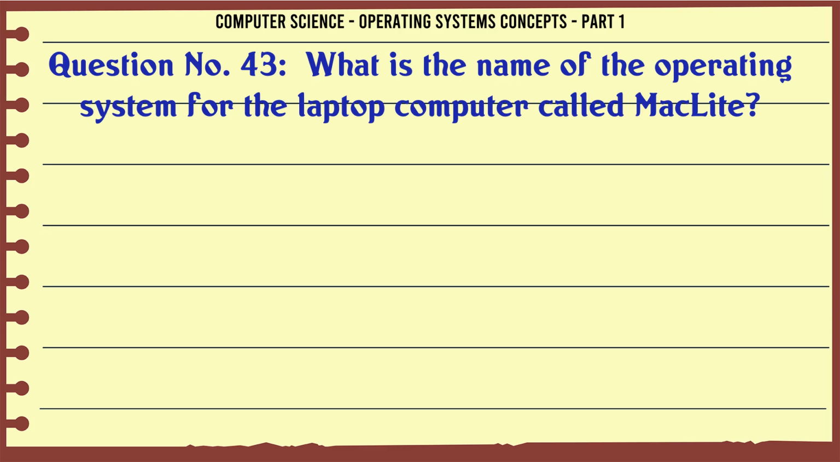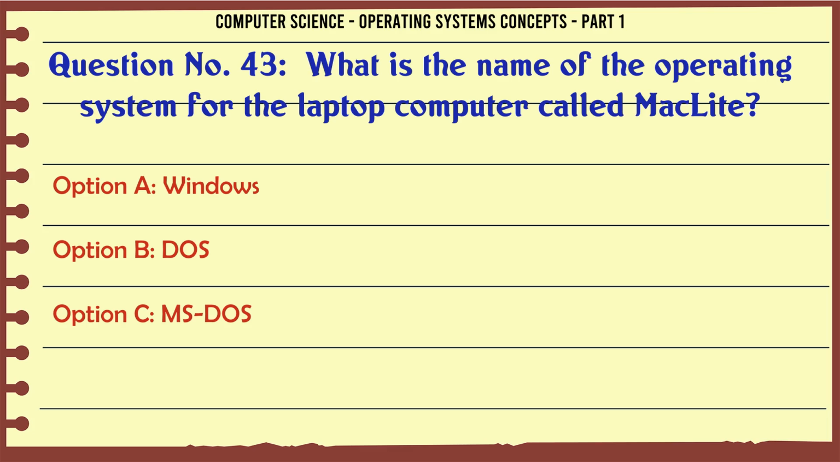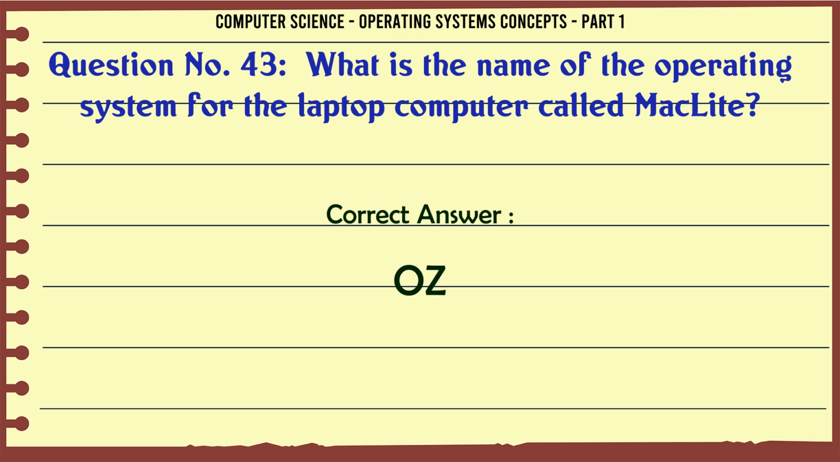What is the name of the operating system for the laptop computer called MacLite? A. Windows. B. DOS. C. MS-DOS. D. Ounce. The correct answer is ounce.